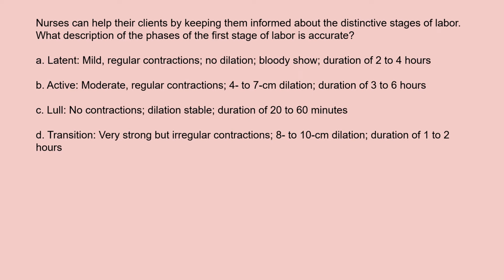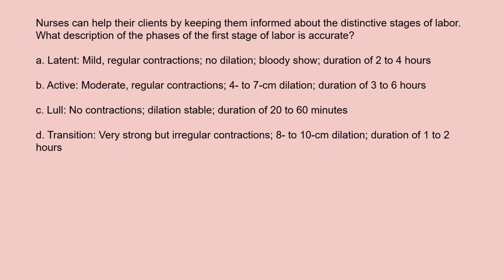What description of the phases of the first stage of labor is accurate? A. Latent, mild, regular contractions, no dilation, bloody show, duration of 2 to 4 hours. B. Active, moderate, regular contractions, 4 to 7 cm dilation, duration of 3 to 6 hours. C. Lull, no contractions, dilation stable, duration of 20 to 60 minutes. D. Transition, very strong but irregular contractions, 8 to 10 cm dilation, duration of 1 to 2 hours.